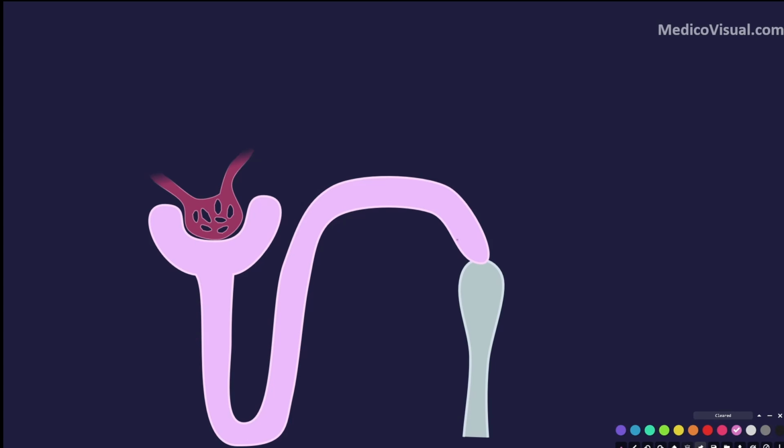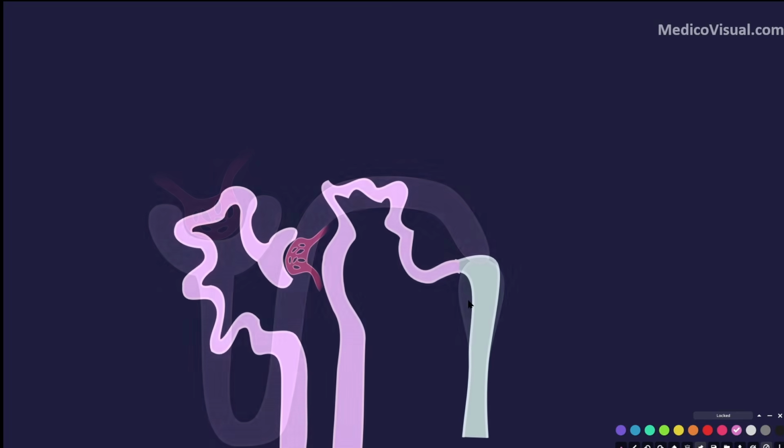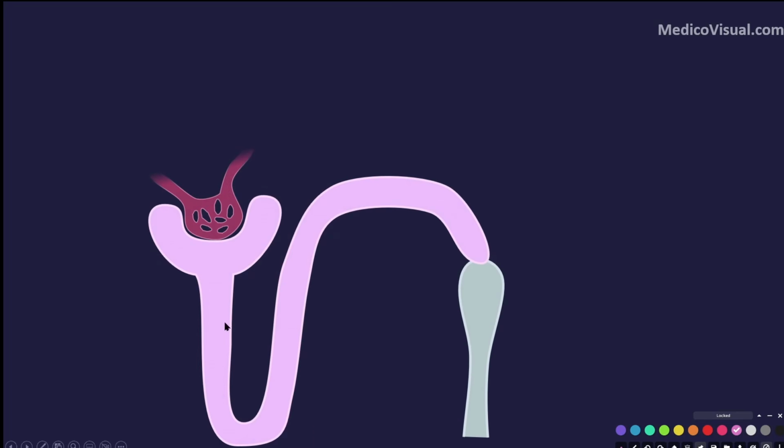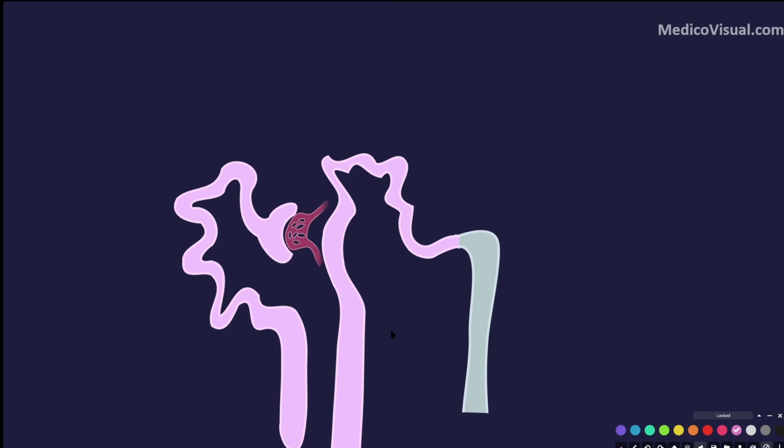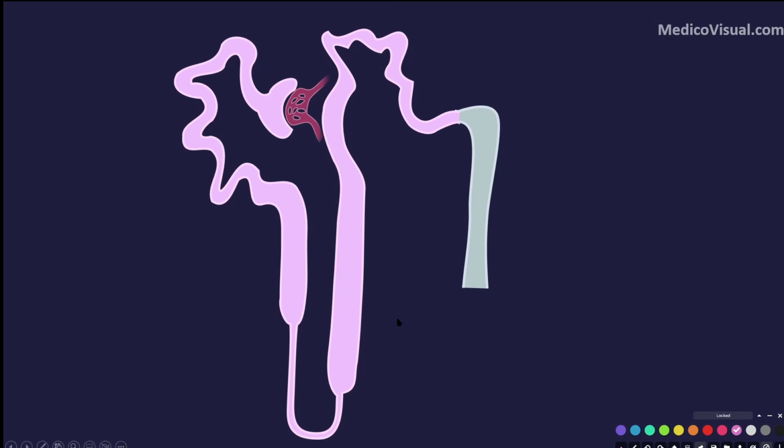So let's move forward and see what happens. Here you can see initially it was like that, but later it formed that convoluted appearance. So this is the proximal convoluted tubule, this is the distal convoluted tubule, and here are the loops of Henle. It is more clear in this diagram, and here this part is fused. Now let's label this newly formed nephron.